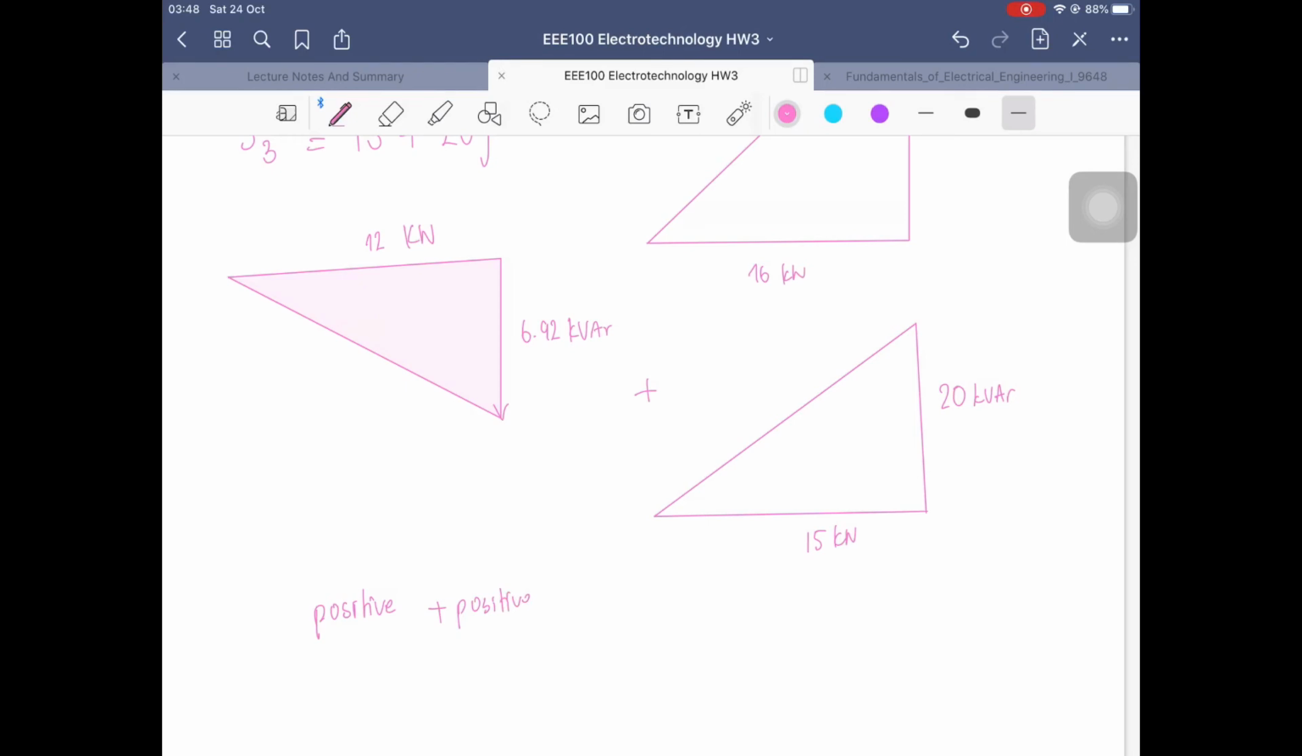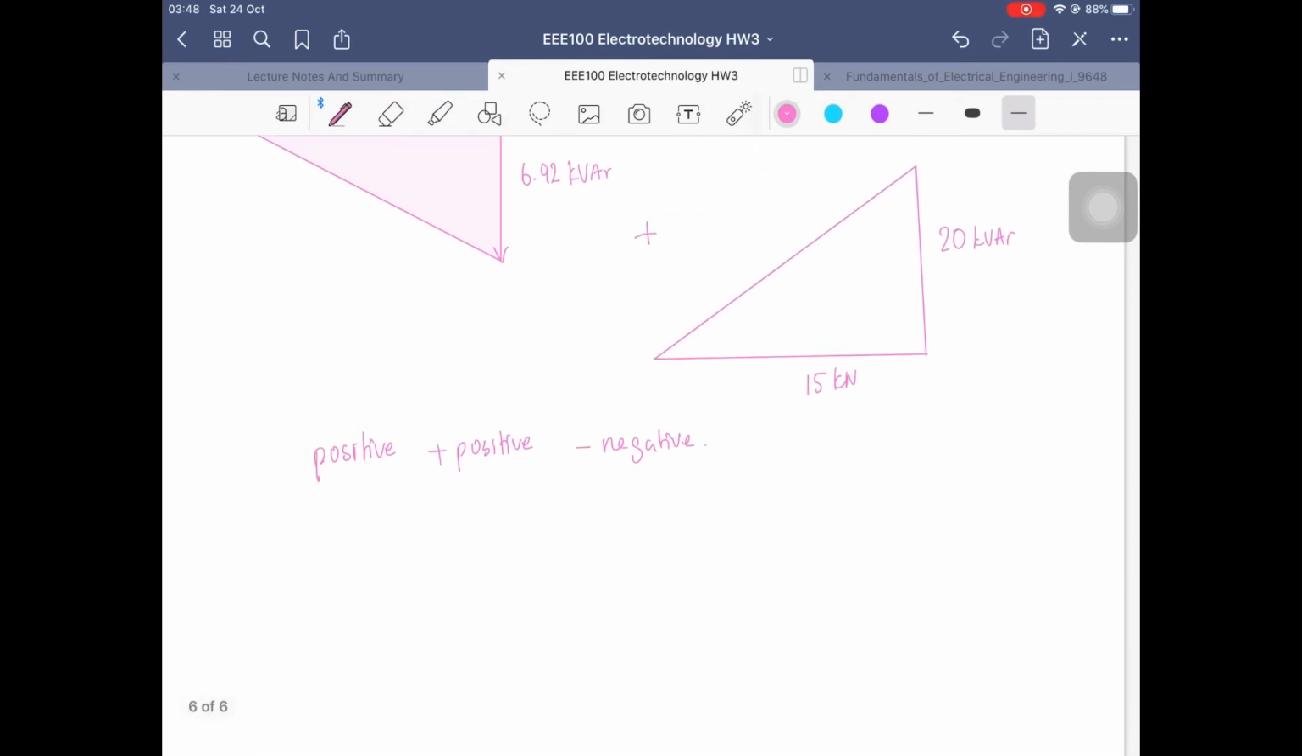So we have positive plus positive, and then you subtract the negative. That's the simple, basic things that we have all known from primary school. So we have P, which is the true power, the active power, any power that is true to the load, it is not added with anything, it is the real power. So in the end it is 43 kilowatts.